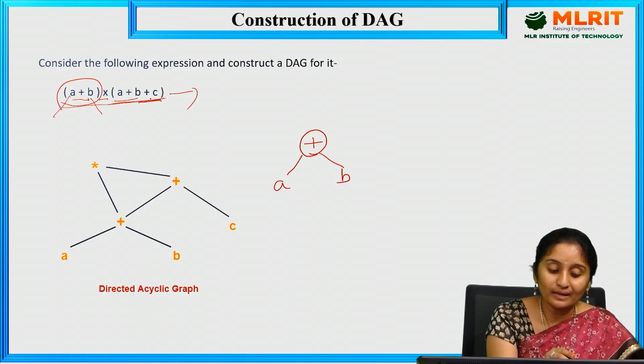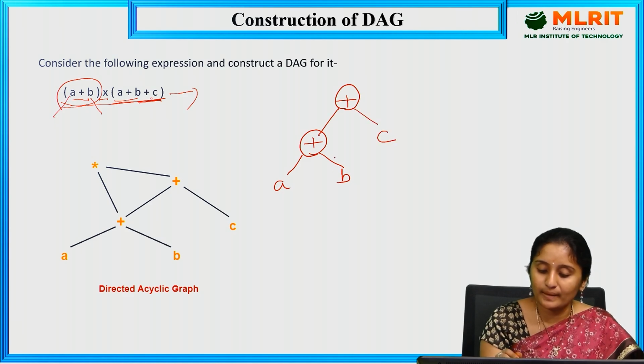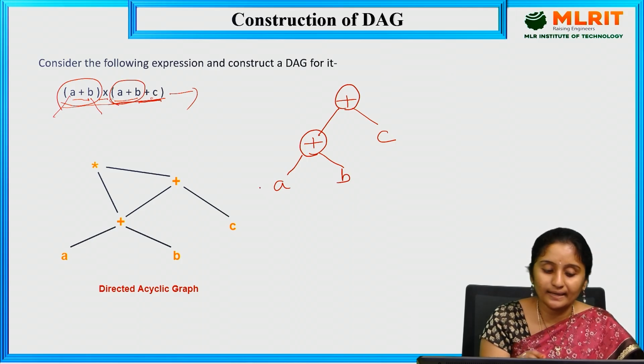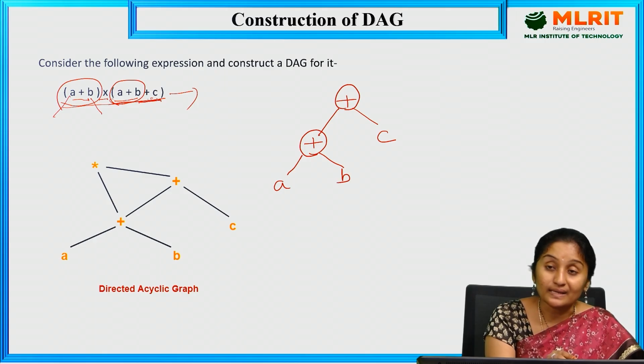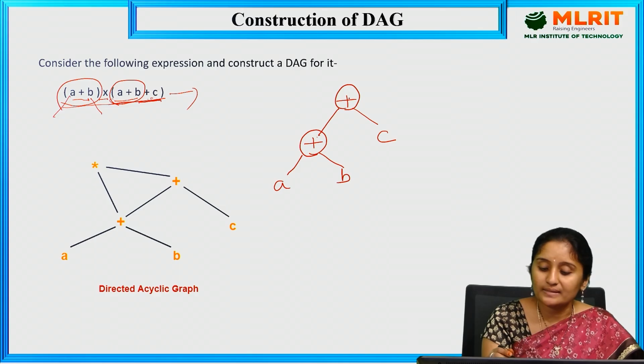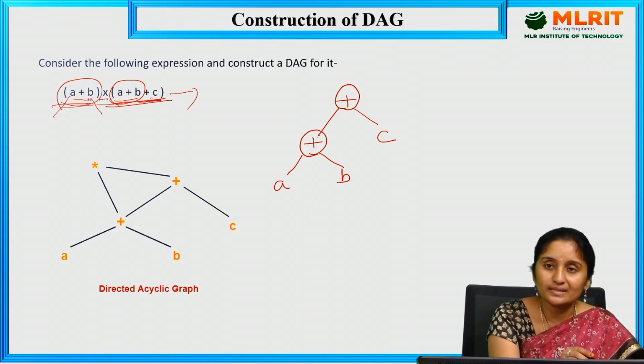So where I am having C, plus C. A plus B plus C is going to be calculated. Why? Because this A plus B is already calculated, and then plus and C. C is at the right hand side. So plus is placed here and C is placed as a right child. So this statement is calculated and this statement is calculated.